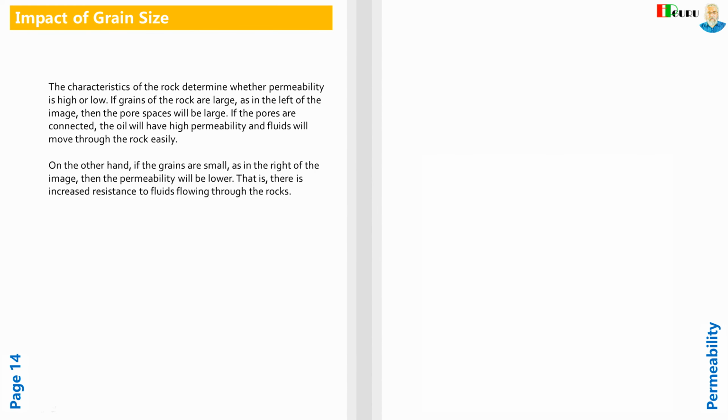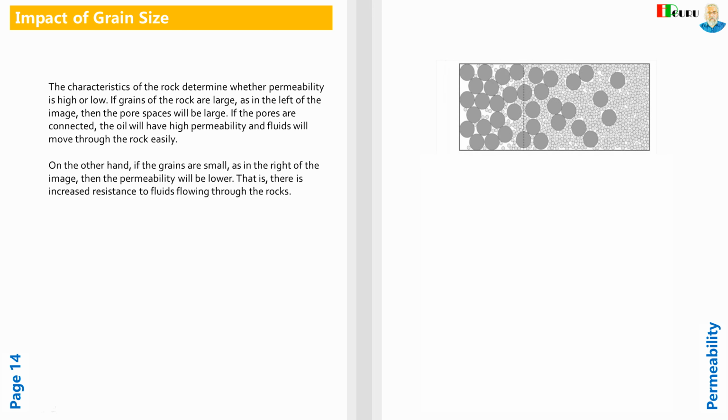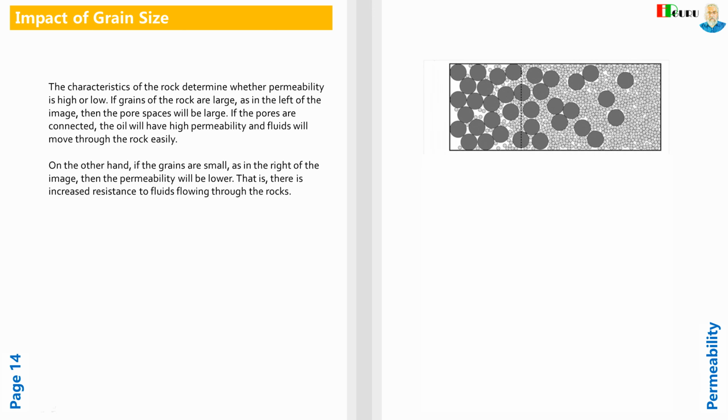The characteristics of the rock determine whether permeability is high or low. If grains of the rock are large, as in the left of the image, then the pore spaces will be large. If the pores are connected, the oil will have high permeability and the fluid will move through the rock easily. On the other hand, if the grains are small, as in the right of the image, then the permeability will be lower.